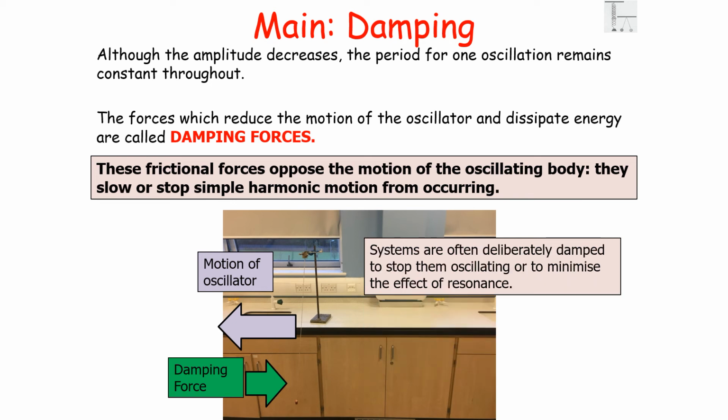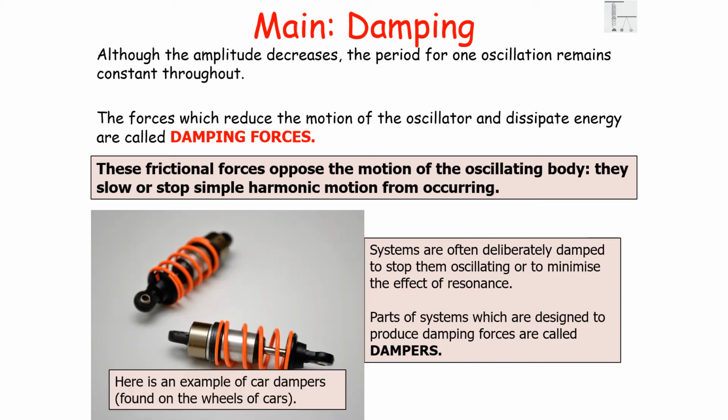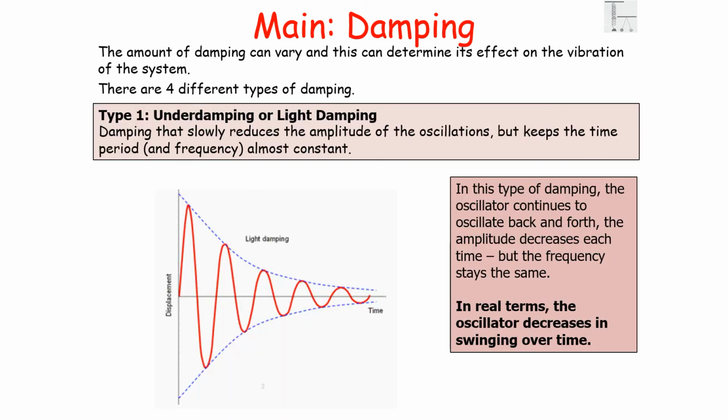Now, systems are often deliberately damped to stop them oscillating or to minimize the effect of resonance. Parts of systems which are designed to produce damping forces are called dampers. So systems will have these dampers, such as car systems, so that we don't have continual oscillations. Damping systems are classified by the effect they have on the oscillating motion of the system. The first type of damping is underdamping or light damping. This is damping that slowly reduces the amplitude of oscillations but keeps the time period and frequency almost constant.